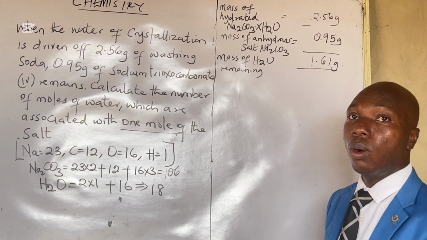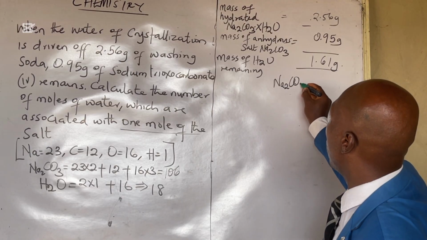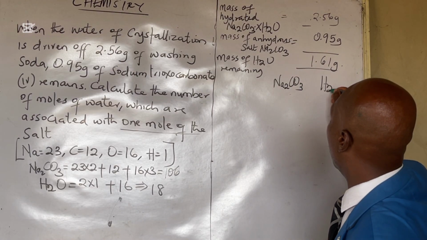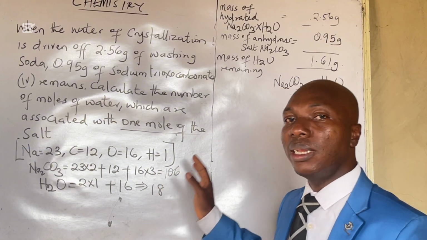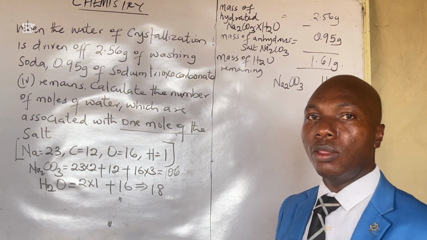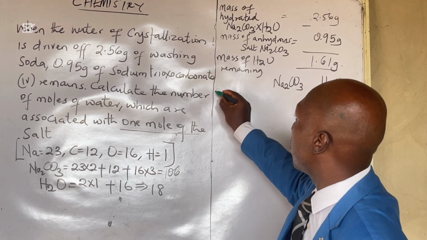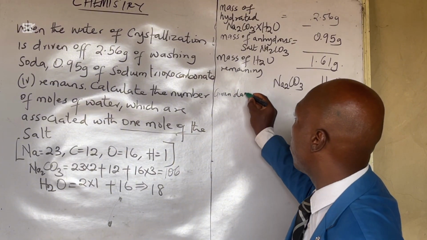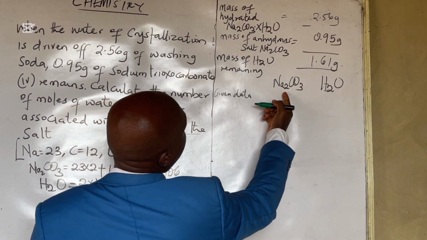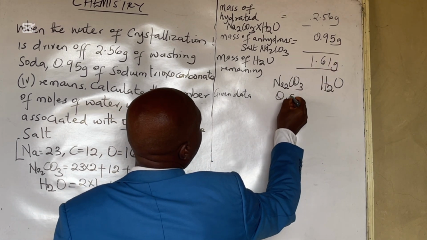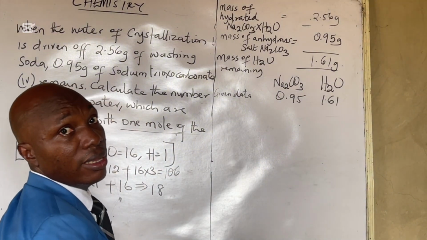So we can set up our work. We have sodium carbonate. We have water. Although we can use the formula method for this, for the sake of this class we are adopting the empirical formula method because the topic we are teaching this week is empirical formula. So the given data, we are given sodium carbonate is 0.95. Water is 1.61.